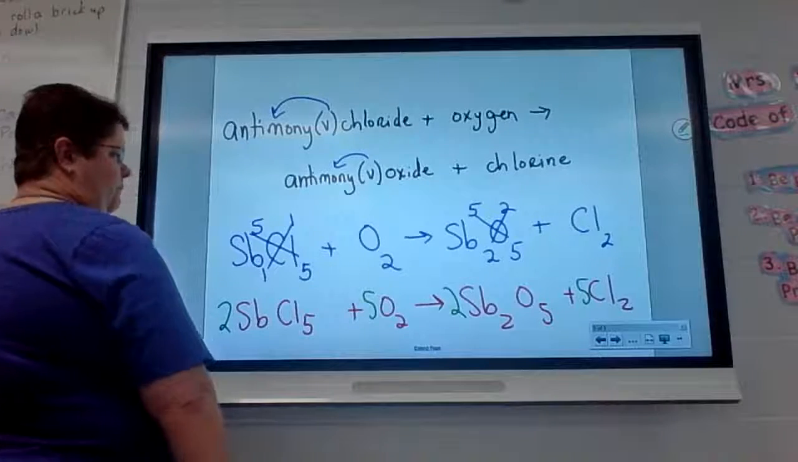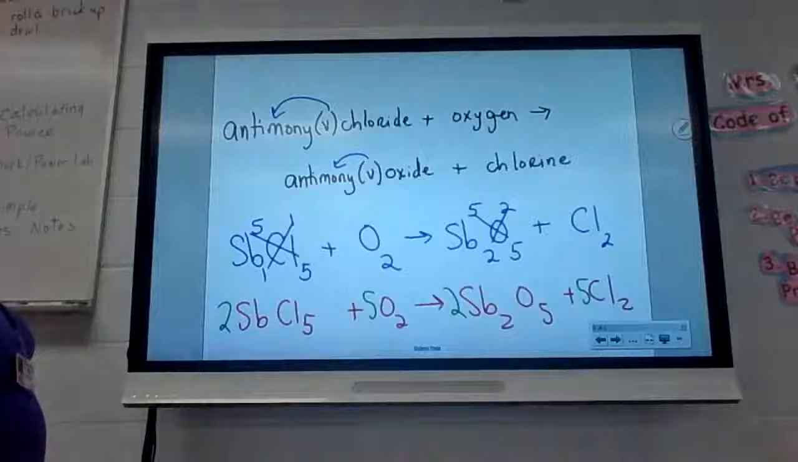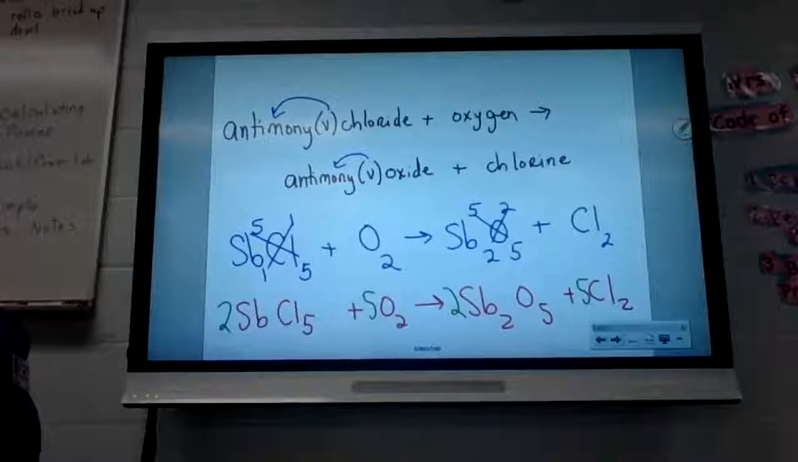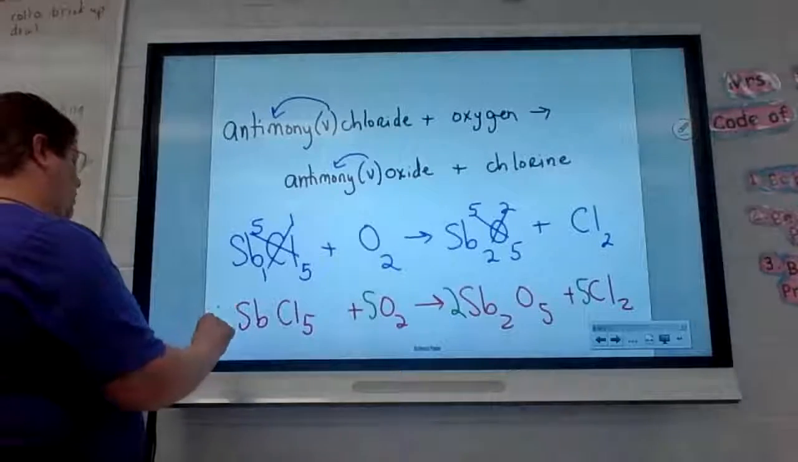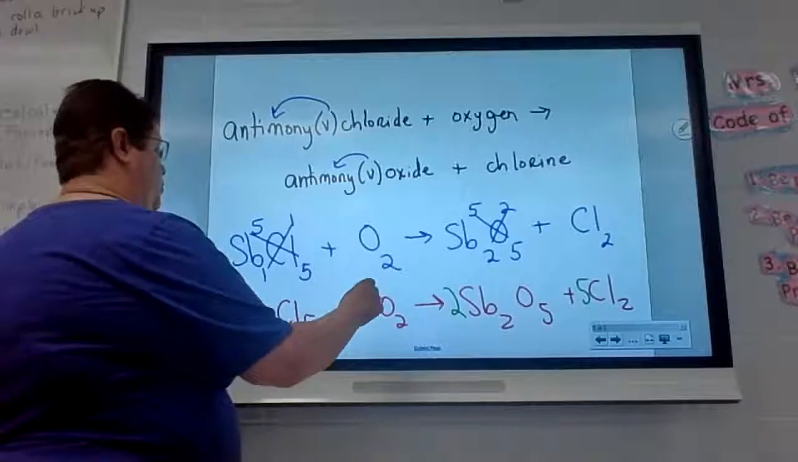I can't see. Wait, why would you put a 4? Wait, which means you have to change and start with oxygen. Starting with the Cls didn't work out too good because we got to change our Sbs, which means we're going to have to go back and change our Cls. So why don't we switch up and maybe start with our O's?